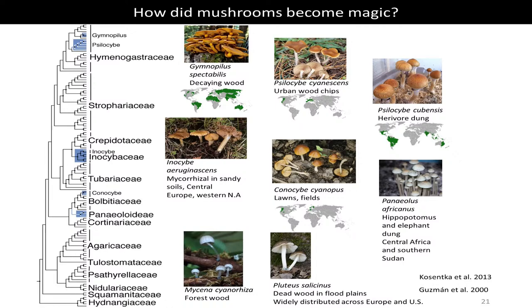So how is it that we have all these unrelated fungi with somewhat similar ecologies ending up with the same pathway? Well, this rings a bell in our mind. Maybe it was horizontally transferred. Maybe it was a gene cluster. How can we test for that?